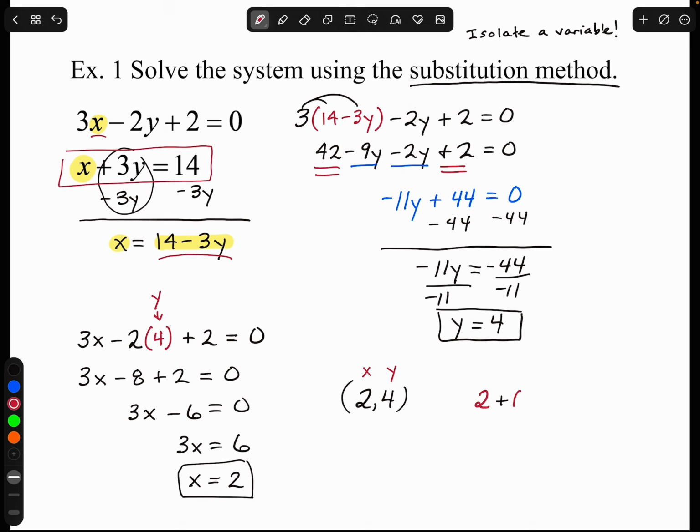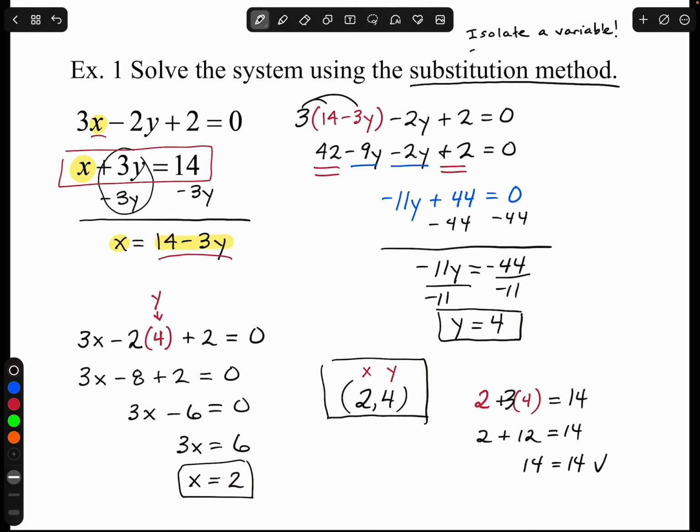So 2 plus 3 times our 4. Oops, I forgot my 3. And then that should equal 14. Well, 3 times 4 is 12. 12 plus 2 is 14. So it checks out and we know that we have the correct answer.